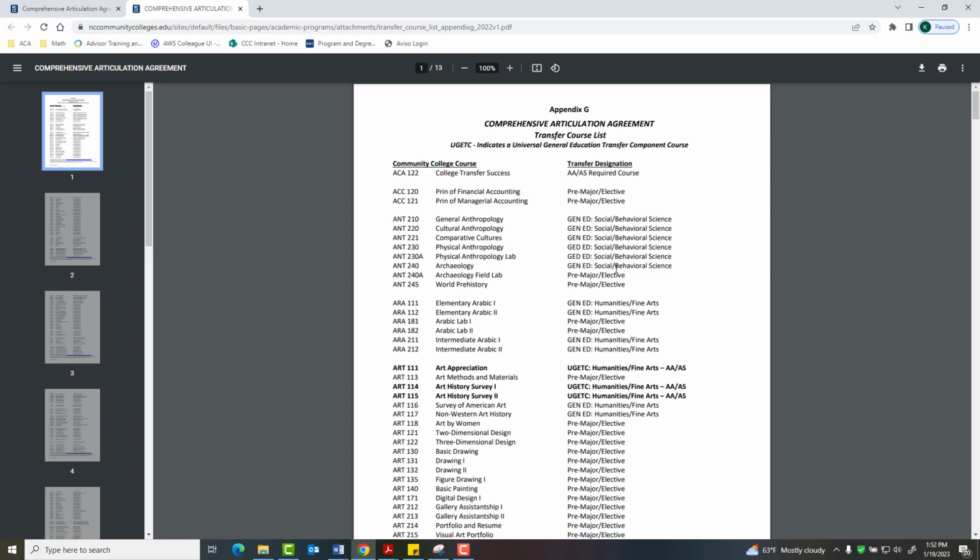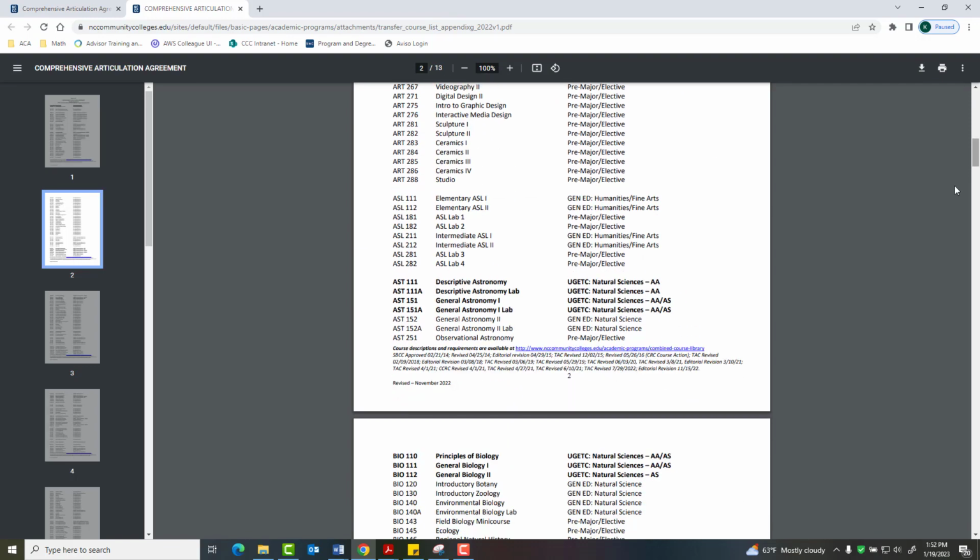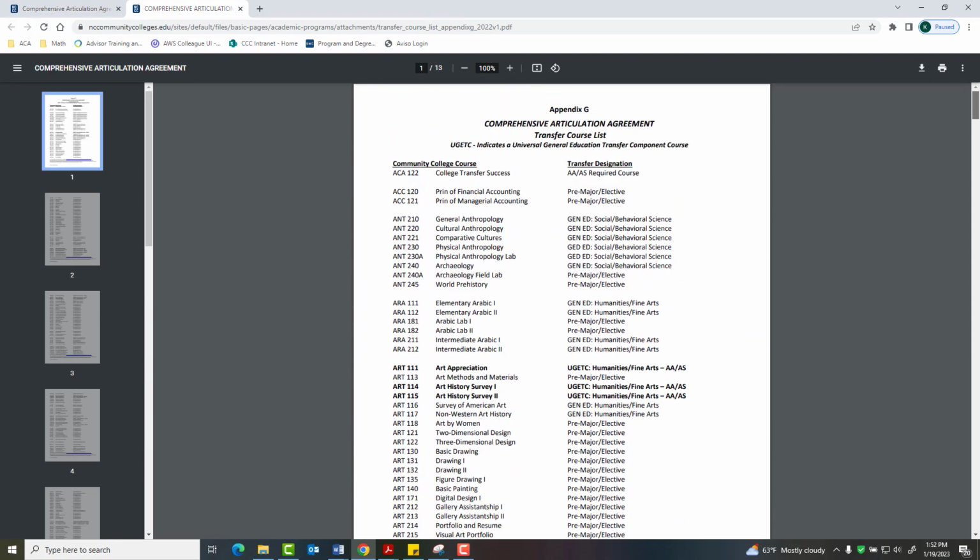So whether or not they're classified as a UGETC, which you'll learn about later on in our advising course under the transfer information, whether they're a gen ed elective, whether they're a pre-major elective, and then how they're classified, whether it be a social behavioral science, a humanities, a general pre-major elective, or a natural science. So again, it's a pretty easy case to make a course substitution if they fall within the same transfer designation or the same transfer category.